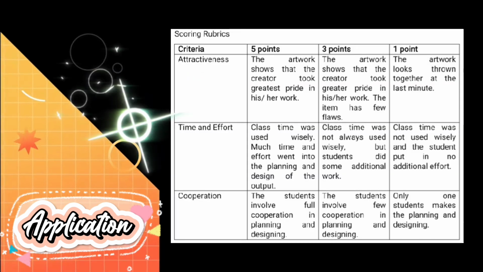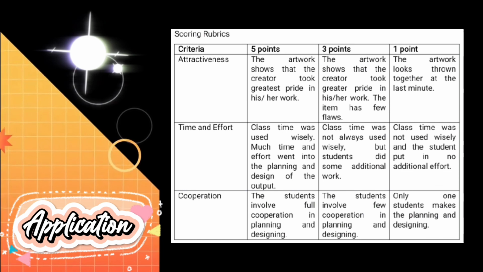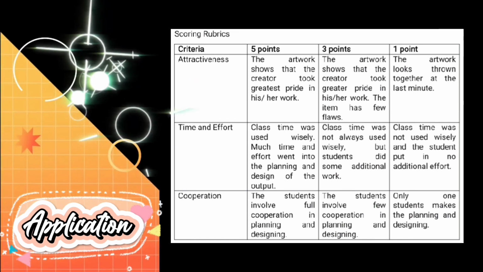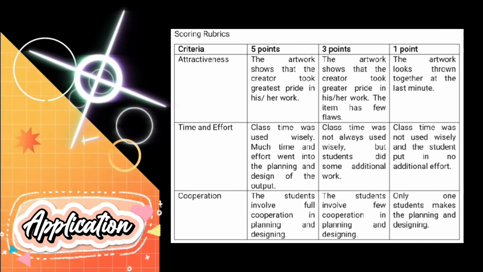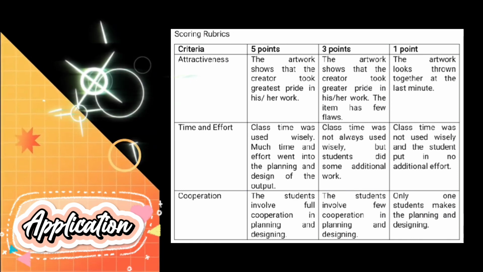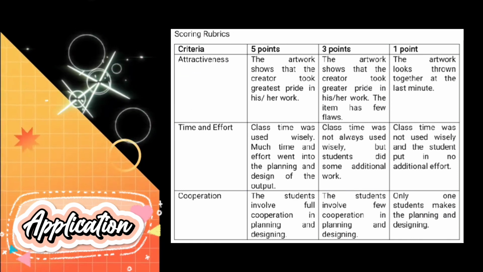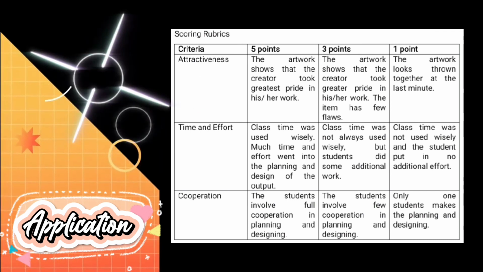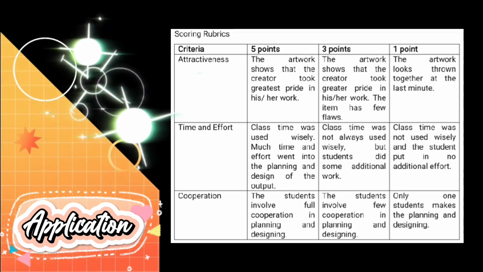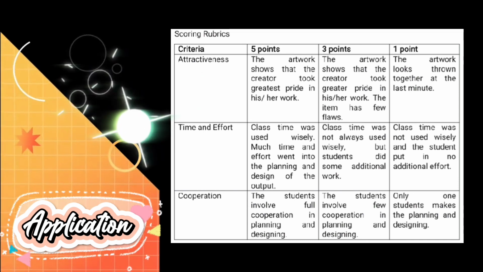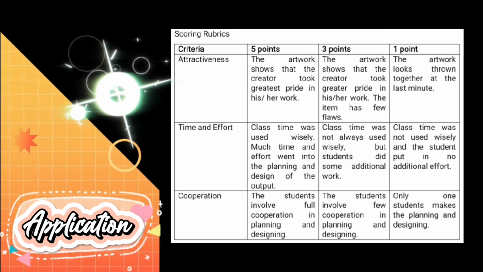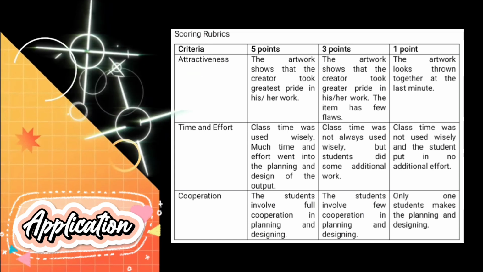This is the scoring rubric. The criteria are attractiveness, time and effort, and cooperation. 5 points for attractiveness if the artwork shows that the creator took greatest pride in his or her works, and less points if it is not. Plus 5 points for time and effort if the class time was used wisely. Much time and effort went into planning and design of the artwork. Additional 5 points for cooperation if the students involved a full cooperation in planning and designing, and less points if it is not.